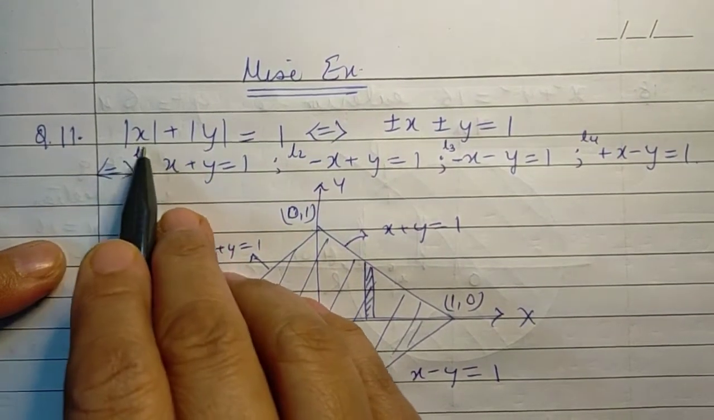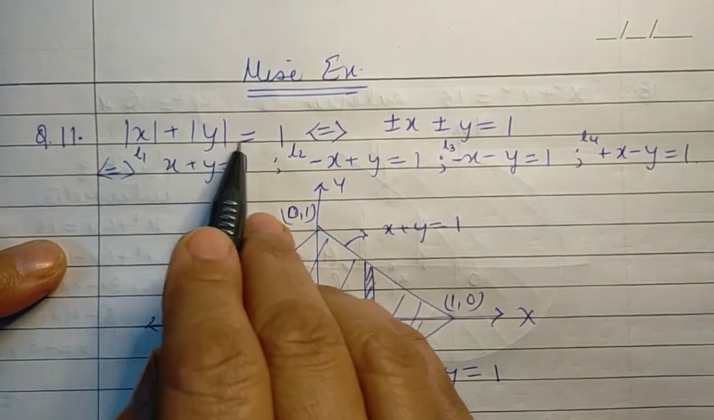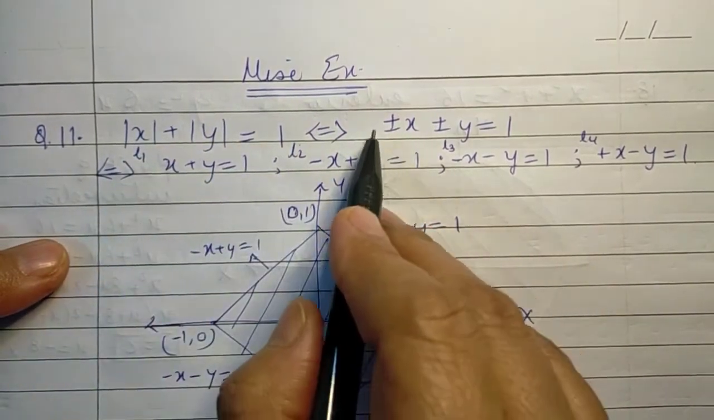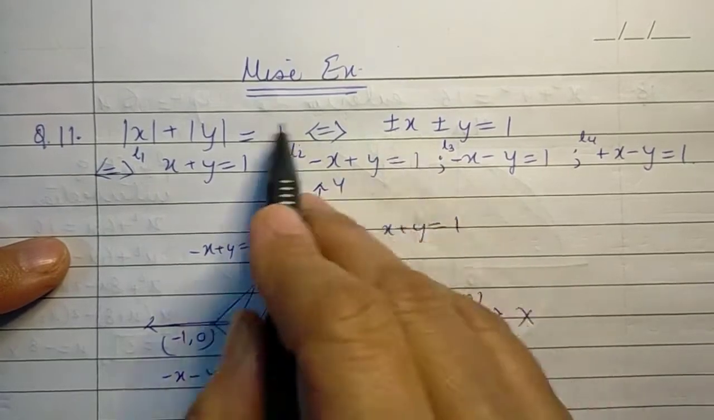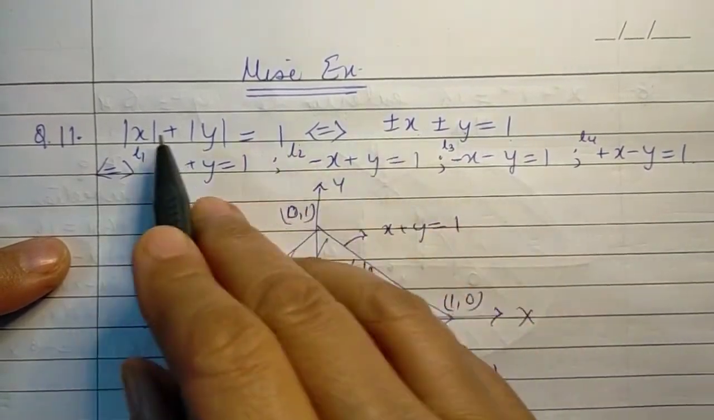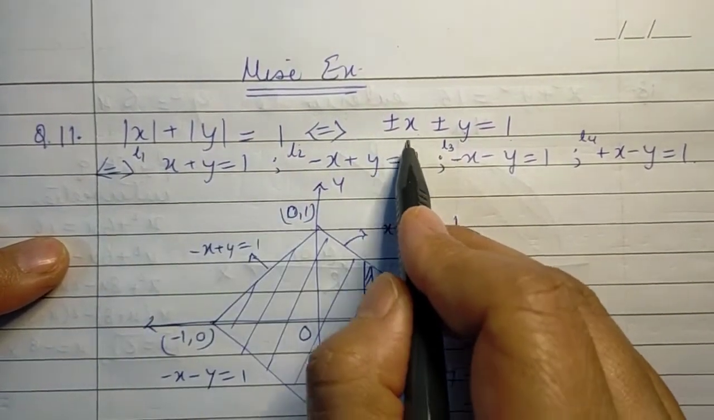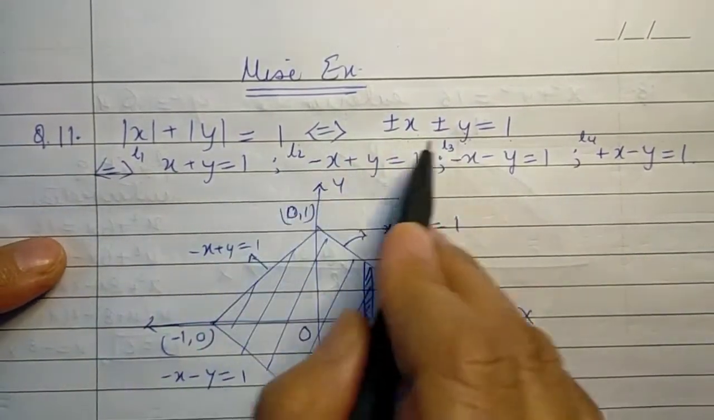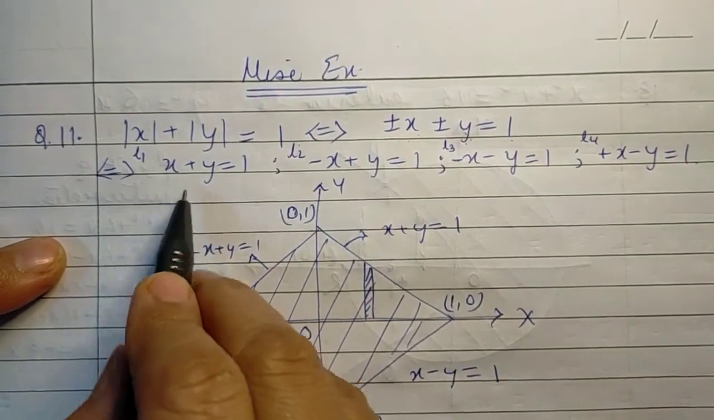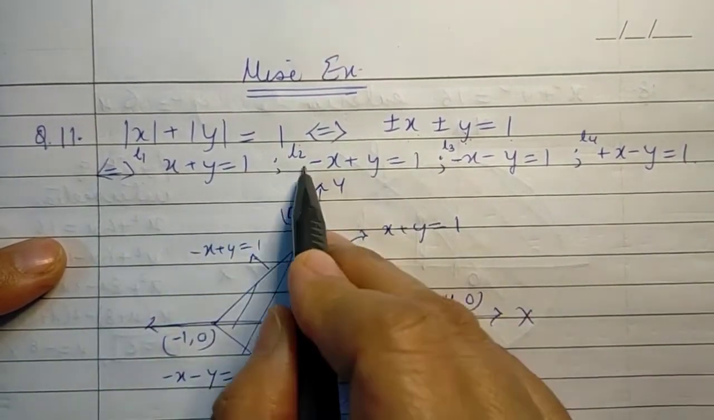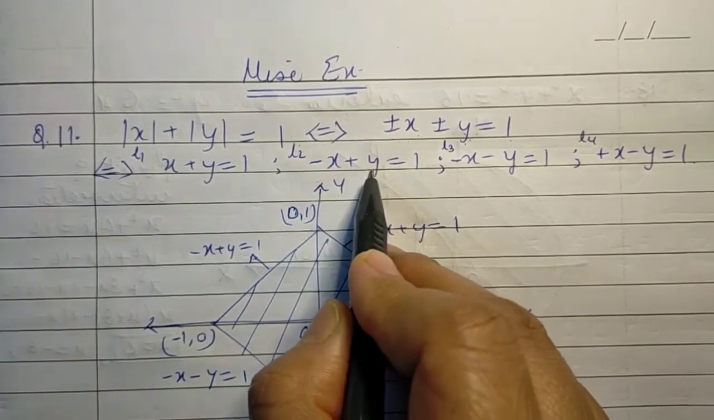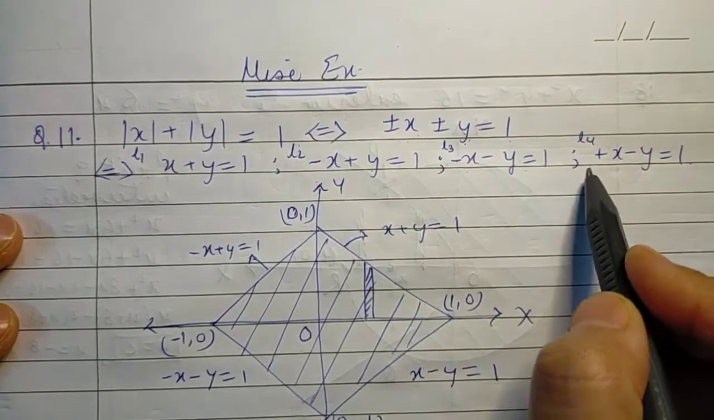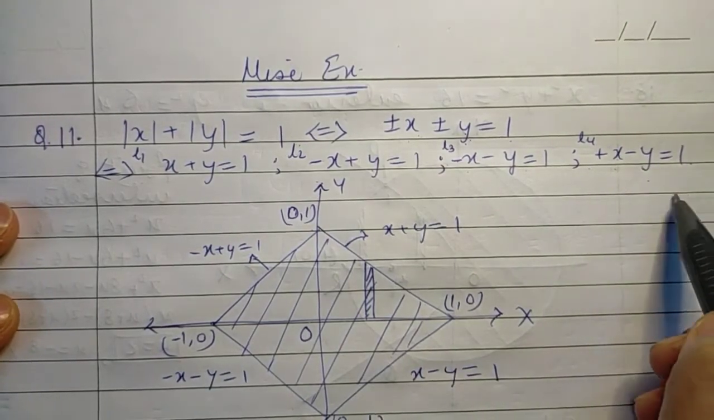It says we have to find the area bounded by mod x plus mod y equal to 1. So clearly, as we know, the mod can be replaced with plus minus x and plus minus y here. So it's a combination of 4 lines. Line 1 would be x plus y when both are positive. Line 2 is when x is negative, y is positive. Line 3 is when x is negative and y is also negative. Line 4 is when x is positive and y is negative.